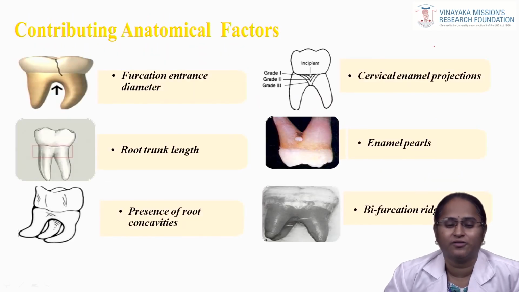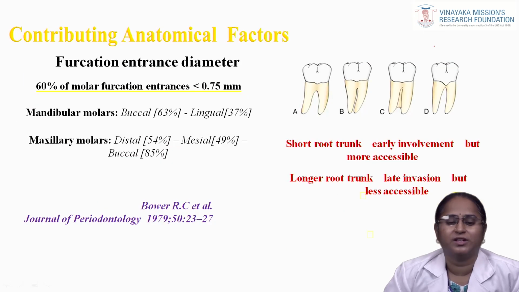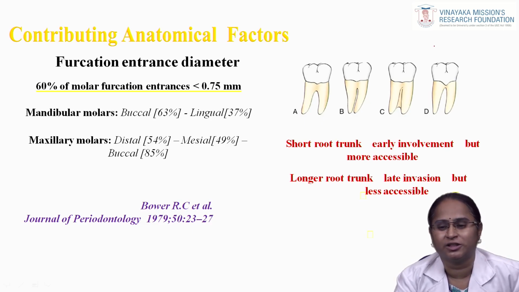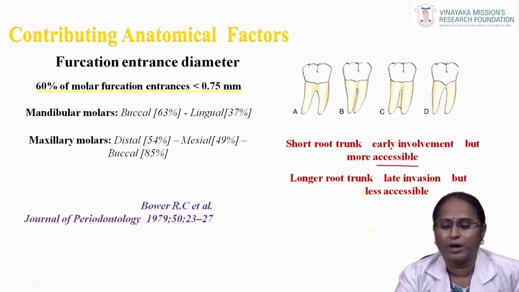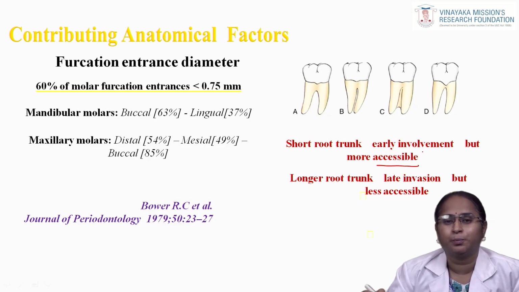Whereas other contributing factors include furcation entrance diameter, root trunk length, presence of root concavities, cervical enamel projections, enamel pearls and bifurcation ridges. First we are going to see the furcation entrance diameter. In 60% of molars the furcation entrance is less than 0.75 millimeters. A short root trunk leads to early involvement of the furcation but it is more accessible. It leads to a better prognosis.